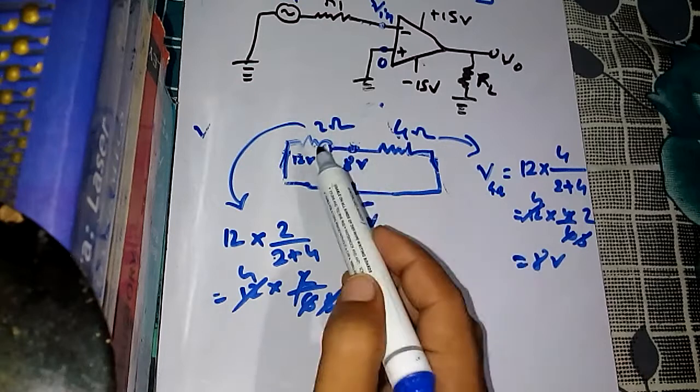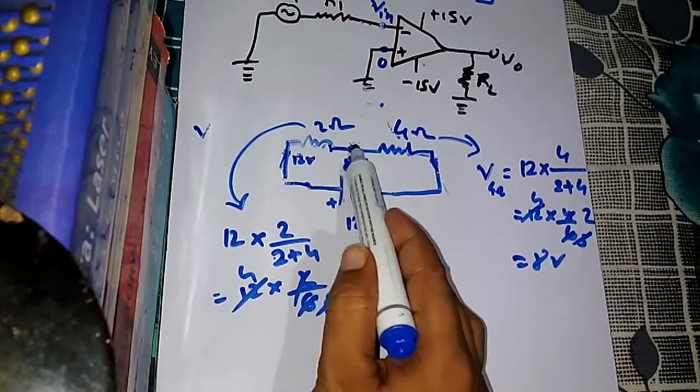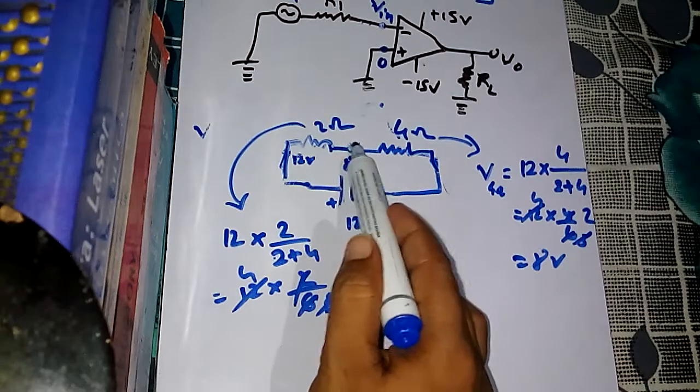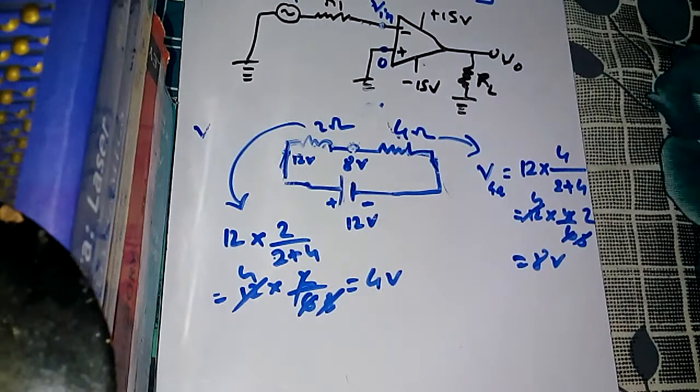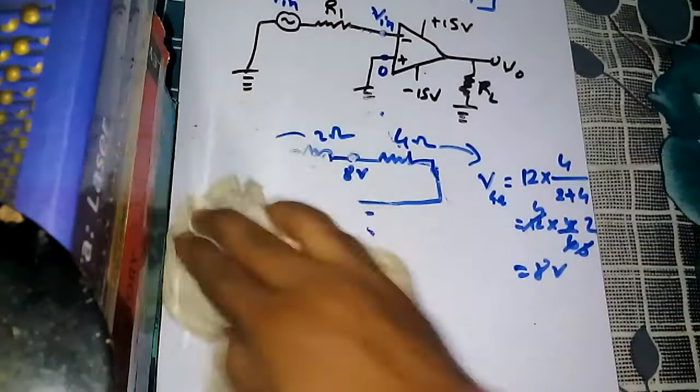But actually there is voltage drop. The voltage has dropped here, and it has now only 8 volt at this point, and this 8 volt will drop across this.